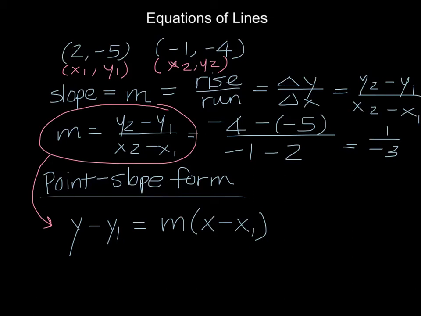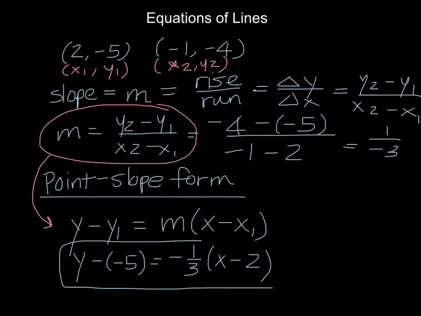Now that we have the point-slope form, we just choose one of the 2 points. So y1, I'll choose -5. The slope is -1/3. And x1 will be 2. And this right here is your point-slope form. No need to do anything else. Maybe rewrite the left side as y plus 5. That will make it look cleaner. But no need to distribute, no need to move everything to one side except for the y. Just leaving it like this is fine. And so that's the point-slope form.